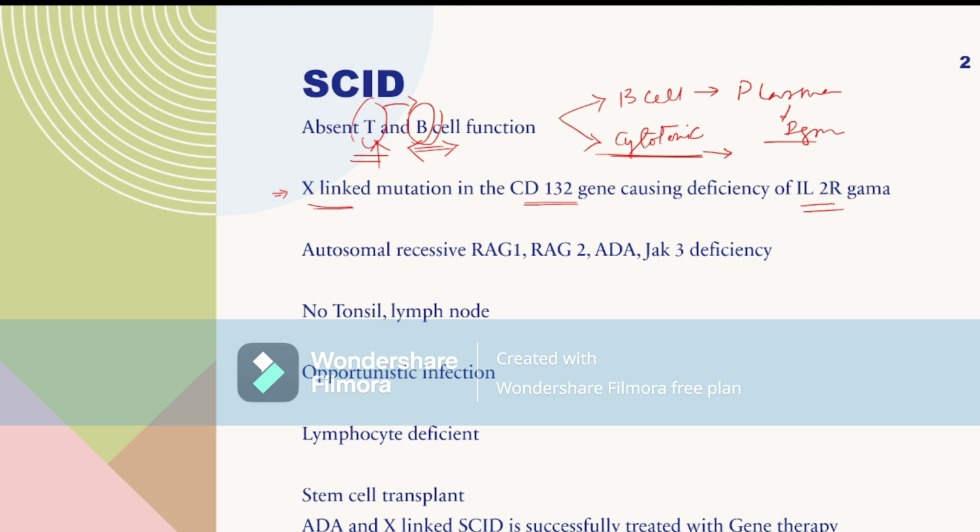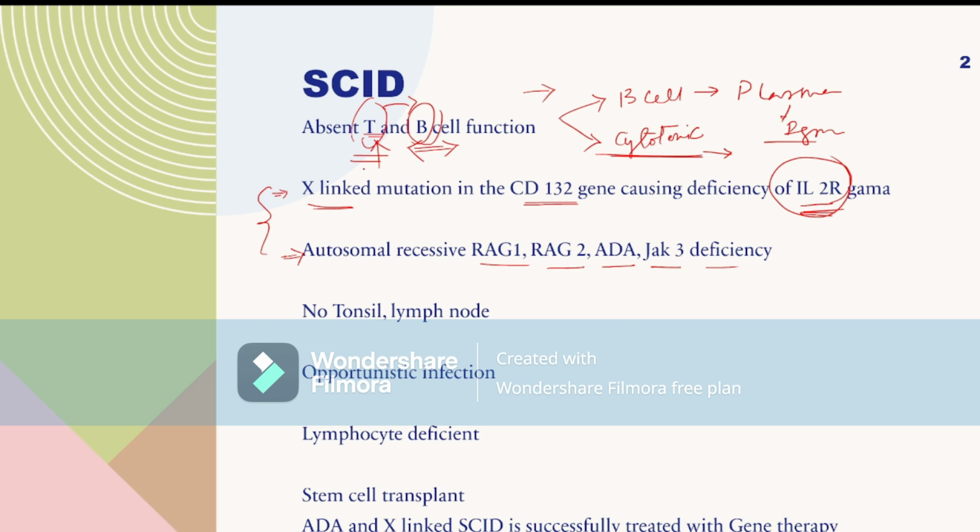This interleukin 2 gamma is mainly required for the activation of the T cell. That means the premature T cell goes to maturity after this interleukin 2 gamma receptor. So if there is a deficiency of this protein, then the T cell will not mature and the patient suffers from decreased T cell function. And there are also different types of SCID, among which autosomal recessive SCID is also common, that is RAG1, RAG2, ADA and JAK3 protein deficiency.